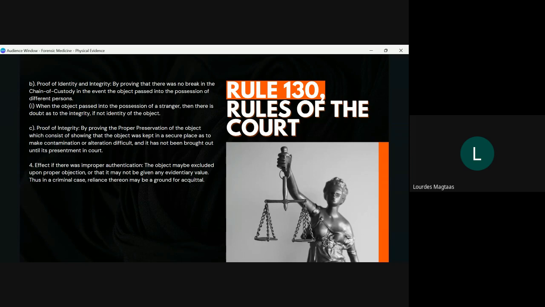And lastly, C, proof of identity. Proper preservation of the object is also an important component of authentication. This involves showing that the object was kept in a secure place so as to make contamination or alteration difficult, and that it has not been brought out until its presentation in court. Hence, if all of these elements are not fulfilled, there will be improper authentication.